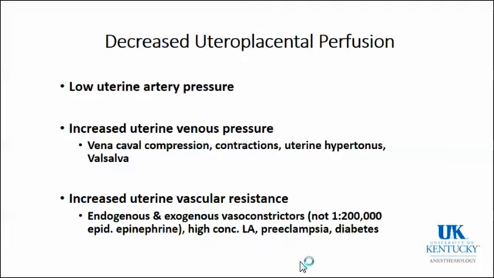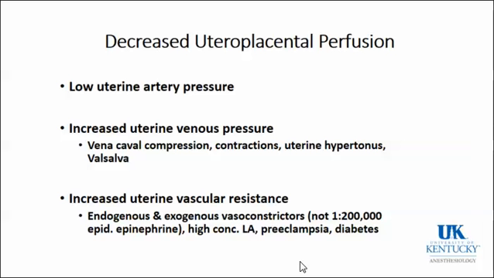So what this means is, in terms of the low uterine artery pressure, obviously, as I said, that's going to be maternal pressure. So if you have a hypotensive mother, that's going to decrease your uteroplacental perfusion. What about increased uterine venous pressure? Well, vena cava compression can lead to that. Contractions, especially uterine hypertonus. And this is why when you have a bad tracing, you might see the nurse turn off the Pitocin because they're concerned about uteroplacental perfusion. And the Valsalva maneuver during the 2nd stage of labor when someone is pushing can all increase your uterine venous pressure and therefore adversely affect uteroplacental perfusion and ultimately the fetus.